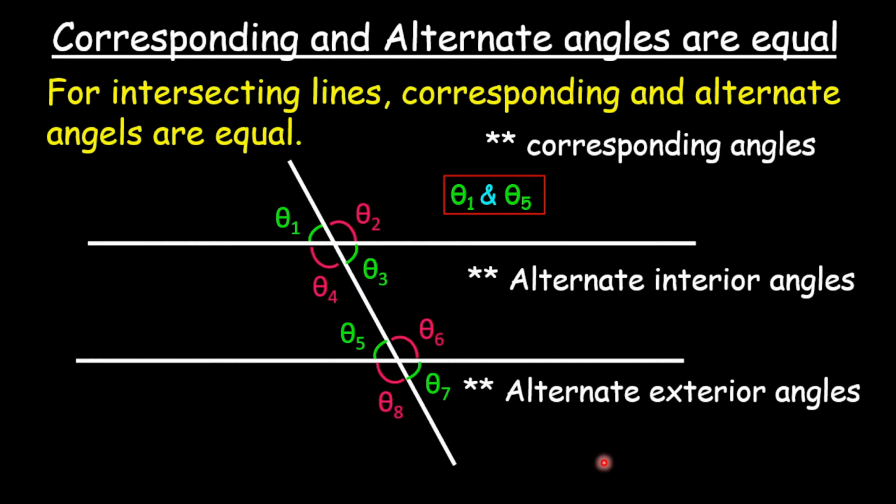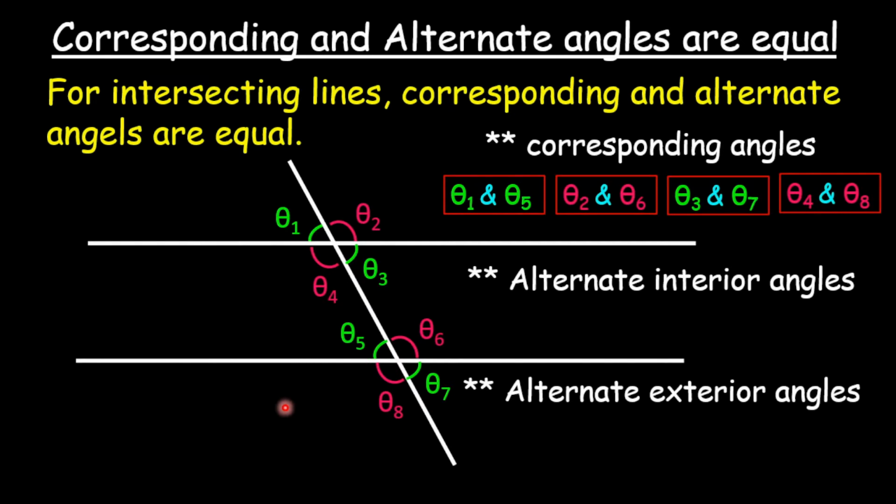All right, and if you go to theta 2, it is in relatively the same position as theta 6. So theta 2 and theta 6 are corresponding. Therefore, theta 3 corresponds to theta 7, and theta 4 corresponds to theta 8. Notice they are in similar positions.